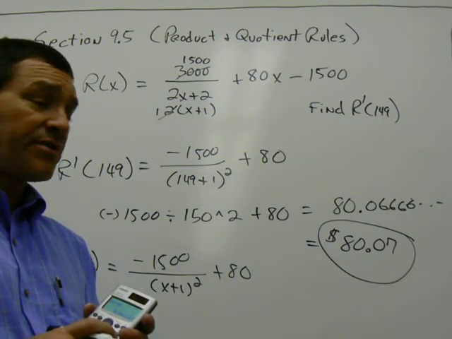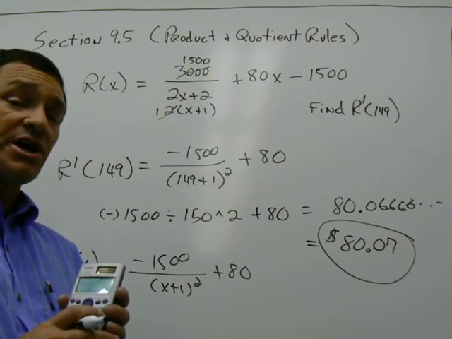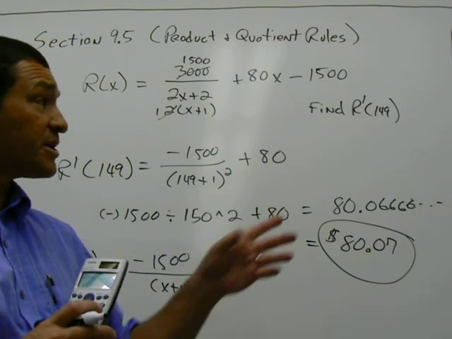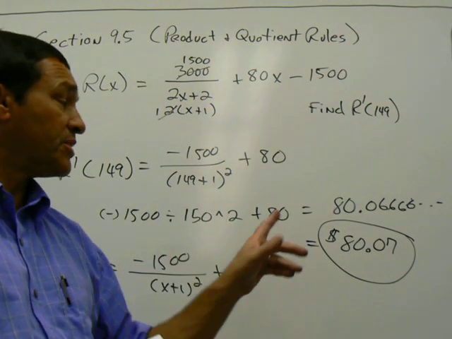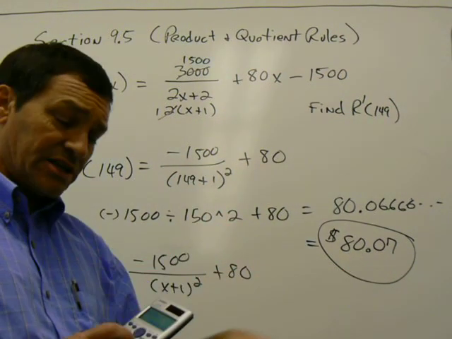The interpretation of that would be, if you're currently producing 149 items, and if you were to increase production by one item to 150, how much of a difference would that make in your revenue? It would increase your revenue by $80.07.